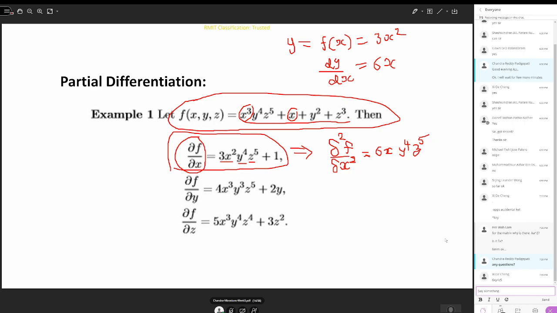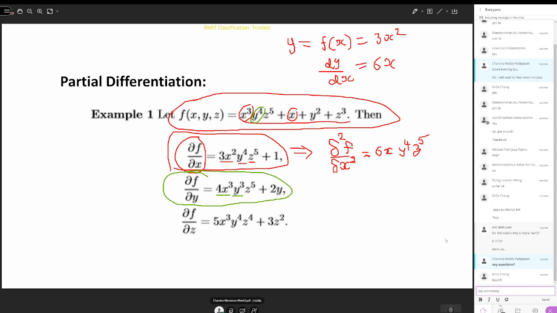Okay, similarly, now we can differentiate the function with respect to y. When you are differentiating with respect to y, only the y term will be differentiated, other terms will remain constants. So when you differentiate y to the power of 4, you get 4y³. Then the remaining terms x³ and z to the power of 5 will just be constants here.